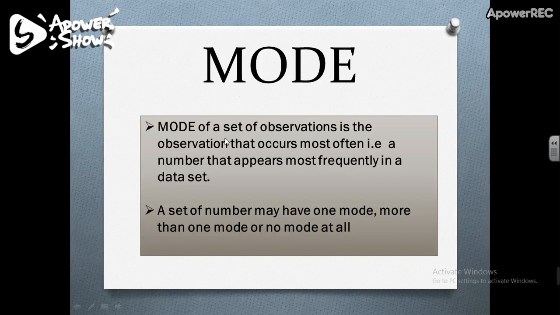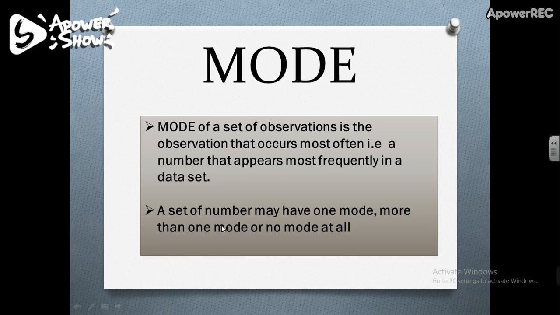The mode of a set of observations is the observation that occurs most often, that is, a number that appears most frequently in a data set. So the mode of a set of observations is a number that appears the maximum number of times in a data set. If you want to calculate the mode of a given set of observations, you just have to look for the number which occurs the maximum number of times. That number is known as the mode.